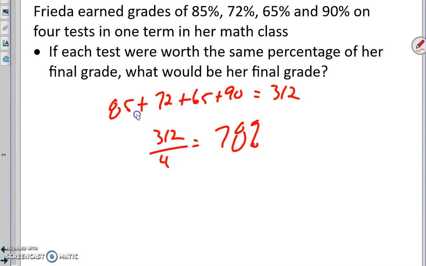If you just go 85 plus 72 plus 65 plus 90 divided by 4, and you don't hit equals, you get 244.5. You can't have that mark. It has to be in the middle.